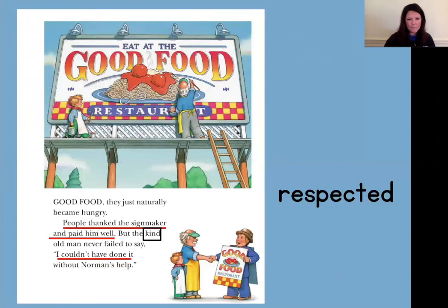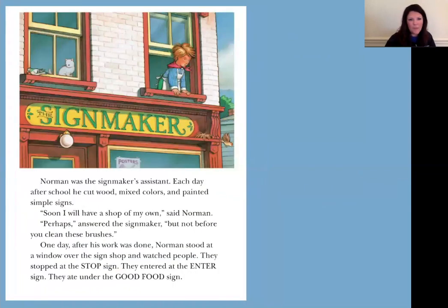Yeah, right here. So the sign maker says, when people talk to him about his signs, I couldn't have done it without Norman's help. So the sign maker gives credit to Norman when he talks to people about his work. That tells me, when I use my inferencing skills, that the sign maker is thankful for Norman and his help. And he lets people know about it. All right, let's continue reading.